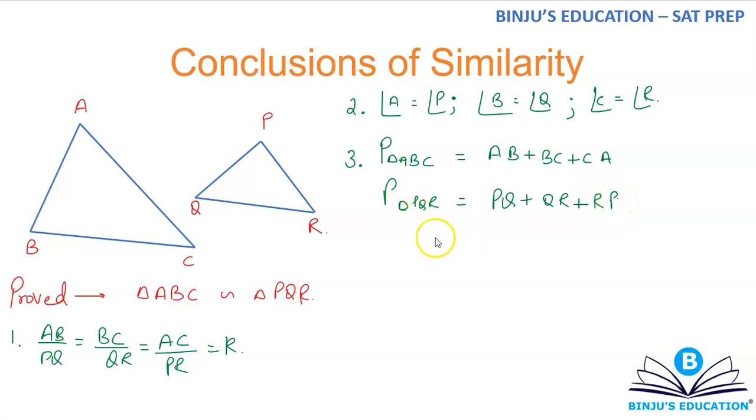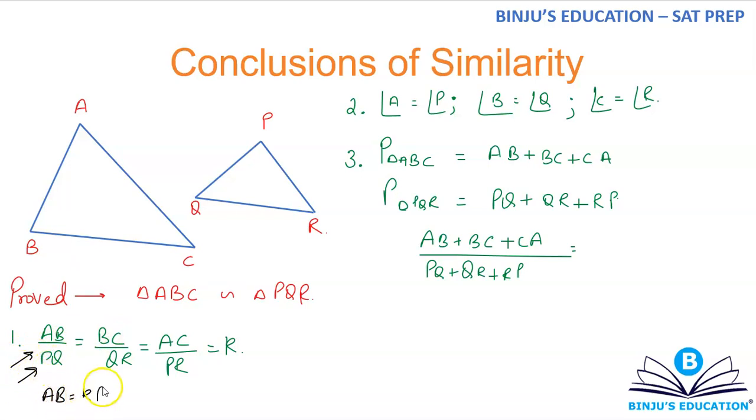So let's take the ratio. The ratio will become AB plus BC plus CA divided by PQ plus QR plus RP. Now from the first conclusion, can I say AB will be K times PQ, BC will be K times QR, and AC will be K times PR? Can I say this, yes or no?